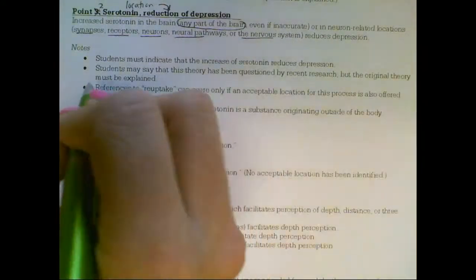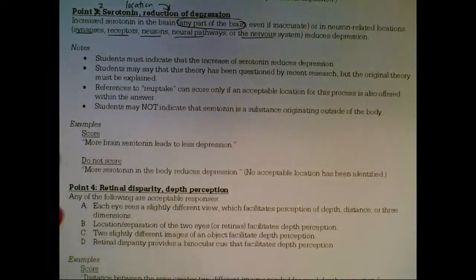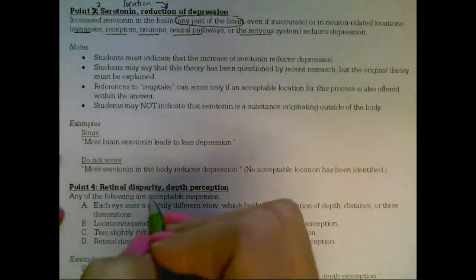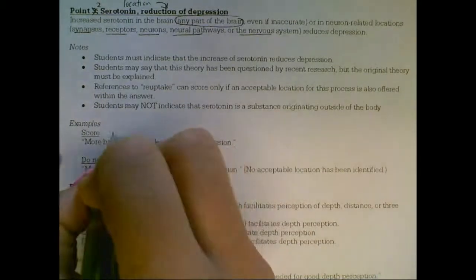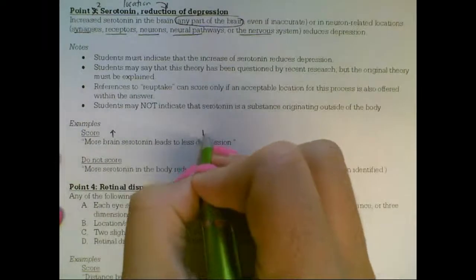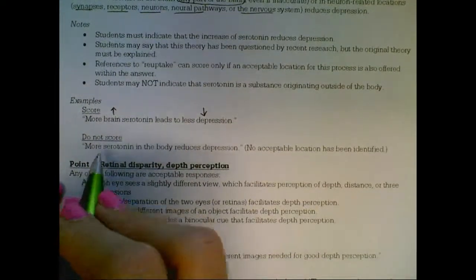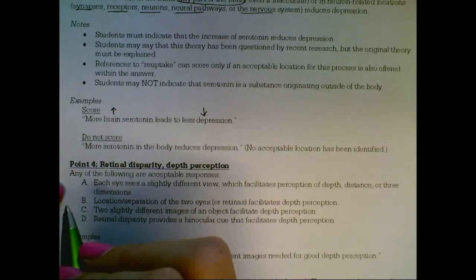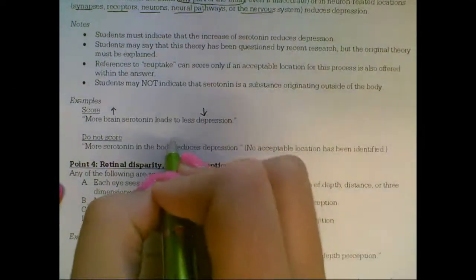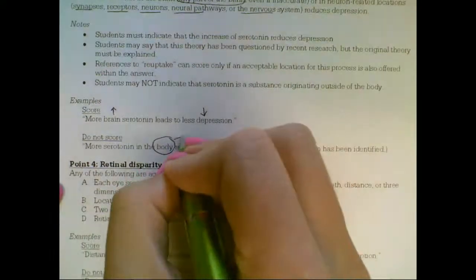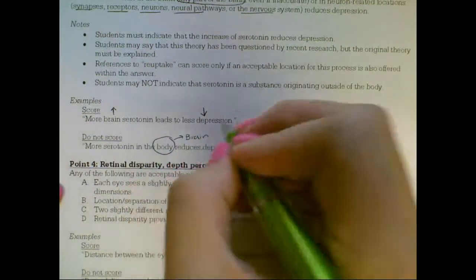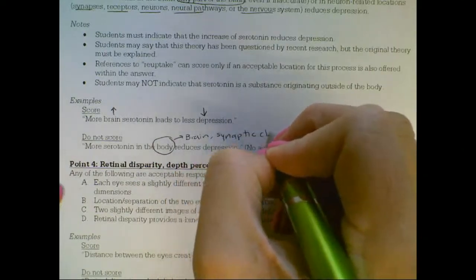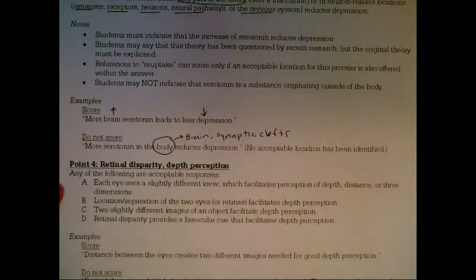All right, so look at all this stuff that didn't score. All right, so an example score would say more brain serotonin leads to less depression. Wow, that's pretty simple. More serotonin in the brain leads to less depression. Do not score, more serotonin in the body reduces depression, because no acceptable location has been identified. So see how their location was in the body, so it had to say in the brain. It could have also said in synaptic clefts. All right, so it asked you for any location.